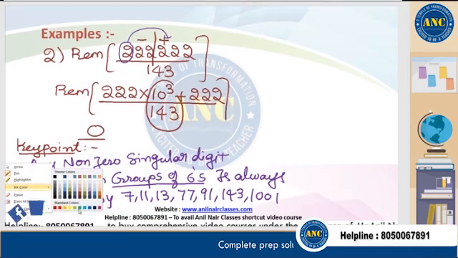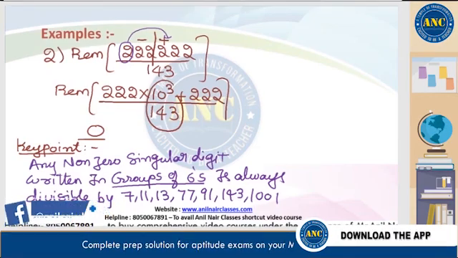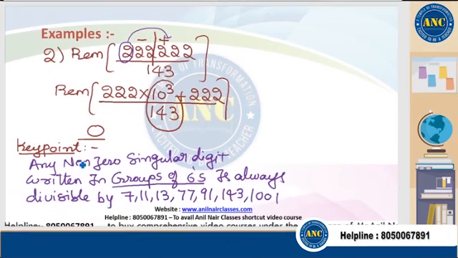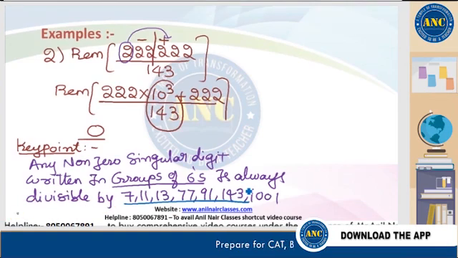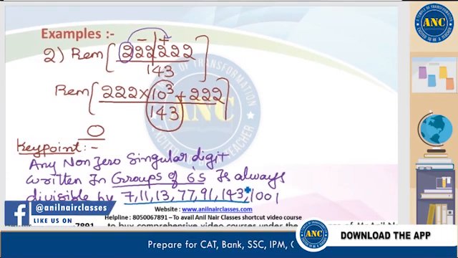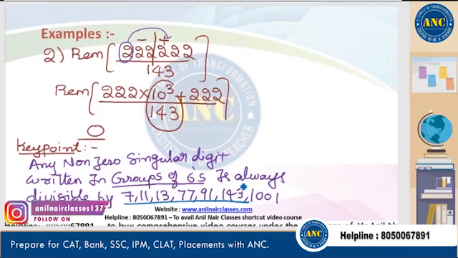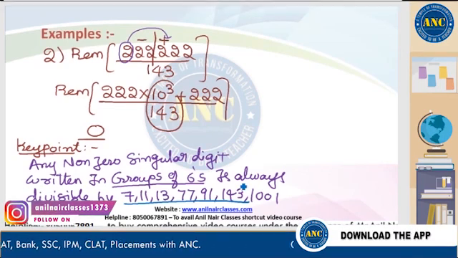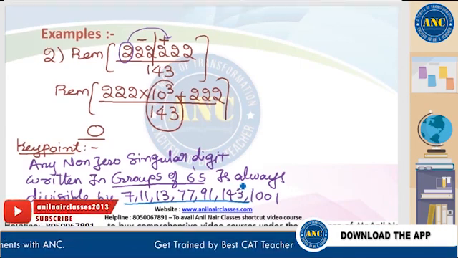Anything that is written in groups of 6 is always divisible by 7, 11, 13, 77, 91, 143, 1001. Start from the unit digit, take a group of 3 digits, alternately add and subtract. That is the divisibility rule of 7, 11, 13 and so on. Second, any 3-digit number written an even number of times is always divisible by 7, 11, 13 and so on.